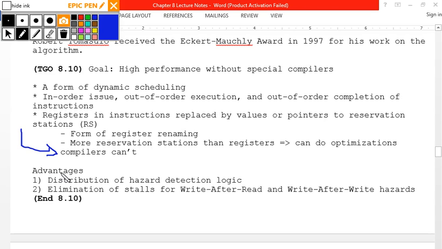Before, in the pipeline data path, we had our hazard detection unit, right? And if we detected a hazard, then we would flush the instruction out by putting control signals of all zeros. Now it's distributed, which improves our ability to detect a hazard. And there's elimination of stalls for what are known as write after read and write after write hazards.